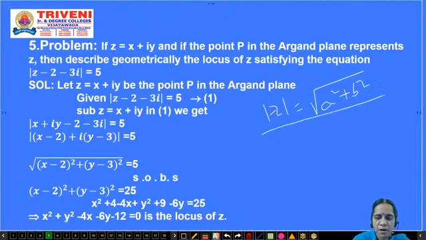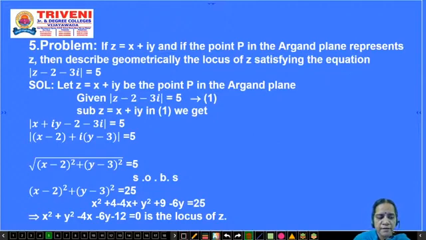This is the formula of the modulus. Here a is x minus 2 and the value of b is y minus 3. That's why I am taking like this, square root of a square plus b square. Here the value of a is x minus 2 whole square and the value of b is y minus 3 whole square, that is equal to 5.